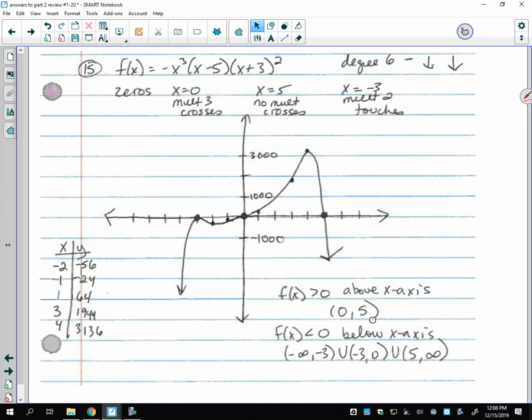And then everywhere else on this graph, except for the zeros, it's below the x-axis. That means where are the y's negative? And so you can see I said from -∞ to -3, from -3 to 0, and from 5 to infinity. Those are just another way of talking about where it is above the x-axis and below the x-axis.